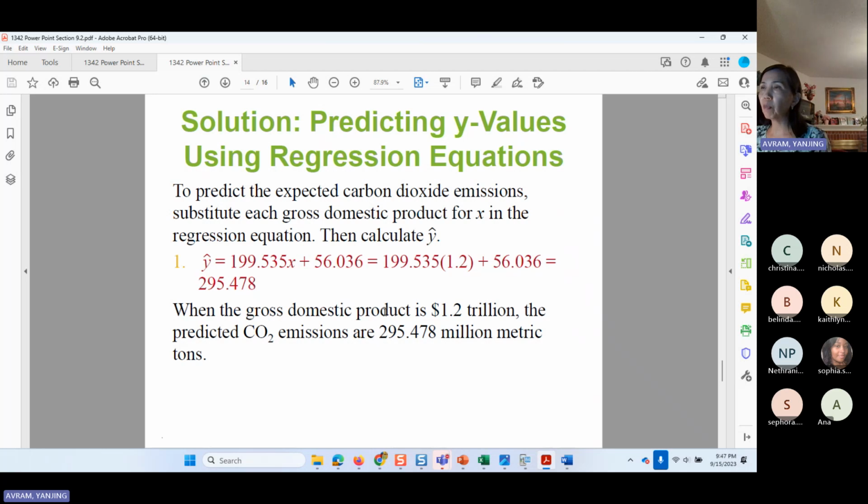So that means if you have a GDP of 1.2 trillion, right? So how much is the carbon dioxide emission? It's going to give you about 295.478 million metric tons. All right, that's a lot, that kind of thing, right? So if we want to go green, we have to consider reducing the CO2 emission. All right, so that is predicting the y value, given this linear regression equation.